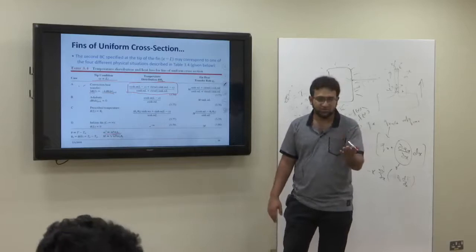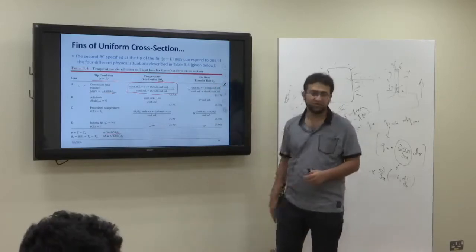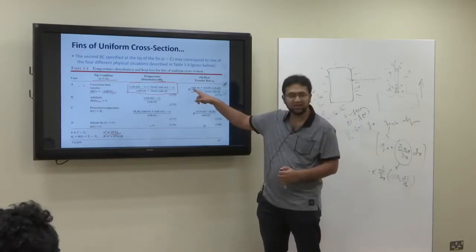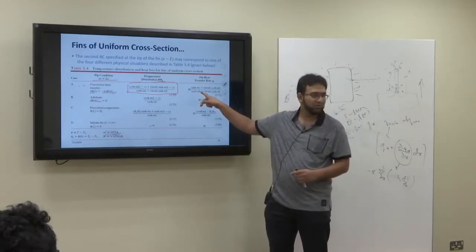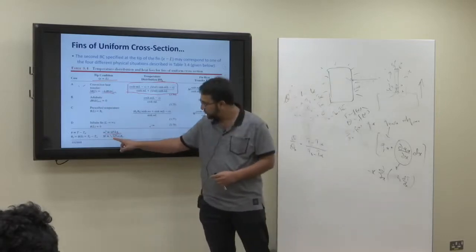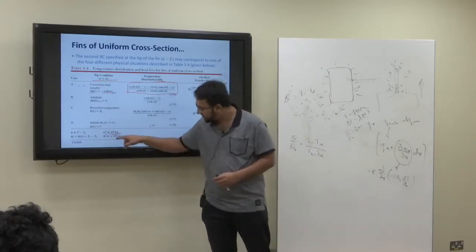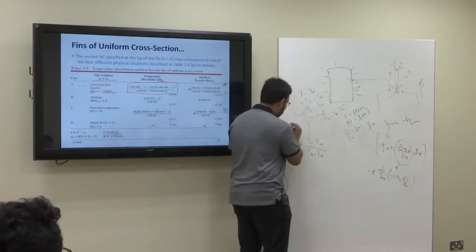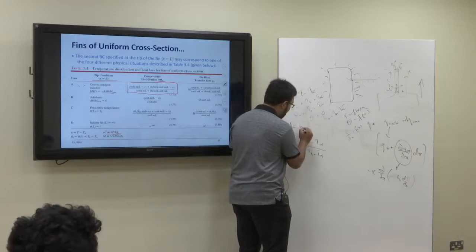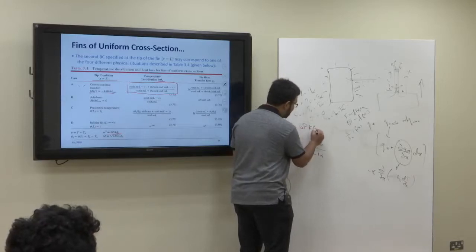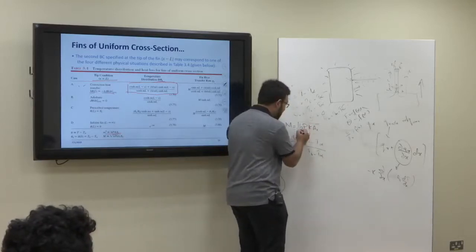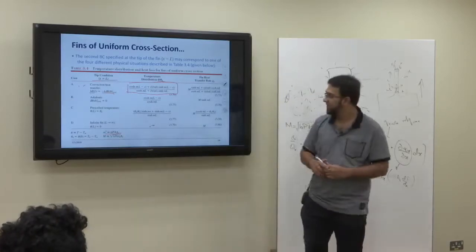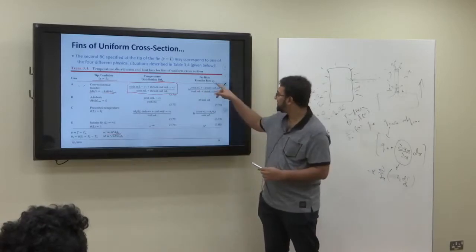Once you know that, you can find the heat transfer from the fin. The heat transfer from the fin here is capital M. Capital M is different from small m. Capital M has the value square root of hP k Ac, all in multiplication under the root, multiplied by theta b. So this is capital M, multiplied by this term.